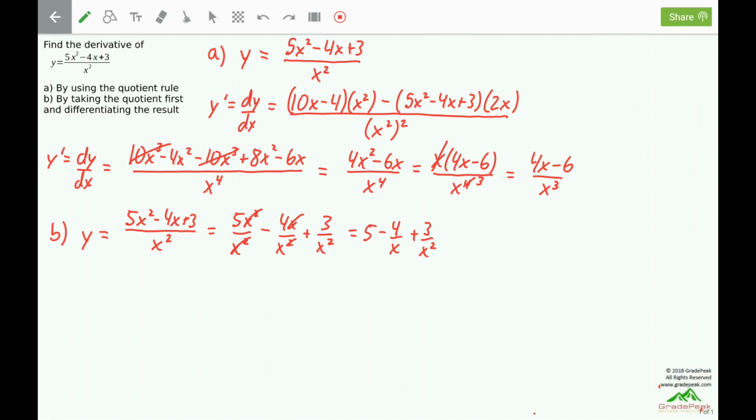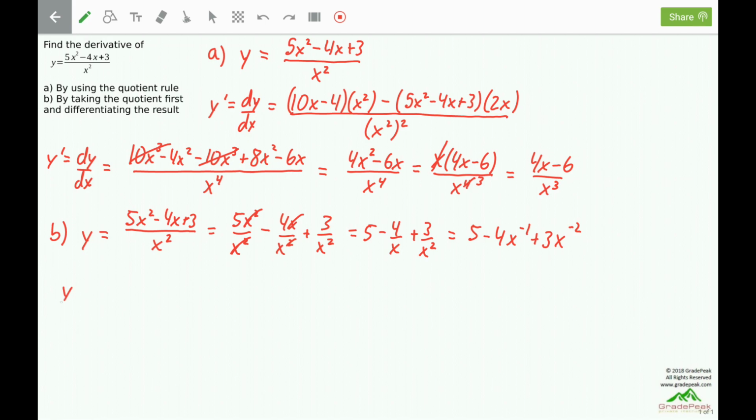We can rewrite the second and third terms by moving the x to the numerator as a negative exponent. So 5 minus 4x to the negative 1, plus 3x to the negative 2, again moving it to the numerator as a negative exponent. Each of these terms are now combined by addition or subtraction, so we can take the derivative of each of them separately and combine the results by addition or subtraction accordingly.